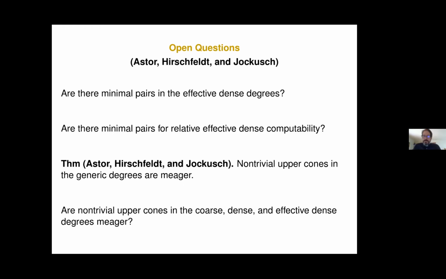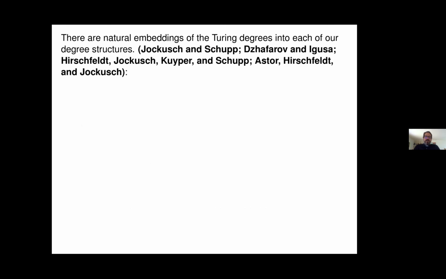So since I have a few minutes, I want to talk about a related, slightly different topic because there is one more question I want to talk about. Definitely unapologetically very technical question, but maybe people who are interested in algorithmic randomness might be interested in it. But it comes from a fact that I think is generally interesting, which is that there are natural embeddings of the Turing degrees into each of these degree structures. So this comes out of various different papers.